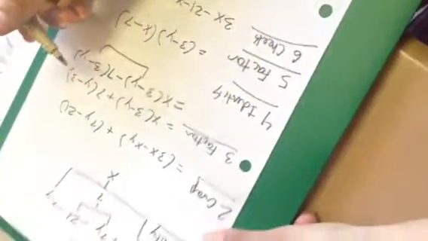Take 3 times x. Then we take 3 times negative 7, we get negative 21. Then multiply minus y times x, and we get minus xy, and then minus y times minus 7 gives us plus 7y. If we look, we have the same terms with the same signs as we had in the original polynomial. That means we have factored it correctly. We factored by grouping.